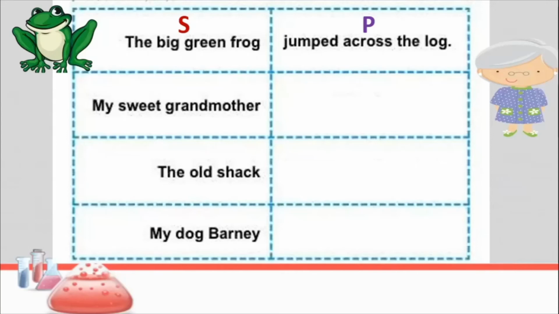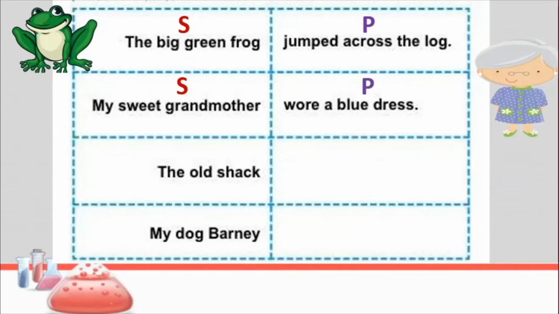Okay, so who? My sweet grandmother. Therefore it is the subject. And what about the grandmother? Wore a blue dress. So wore a blue dress is the predicate.